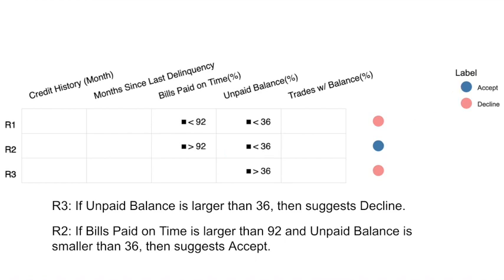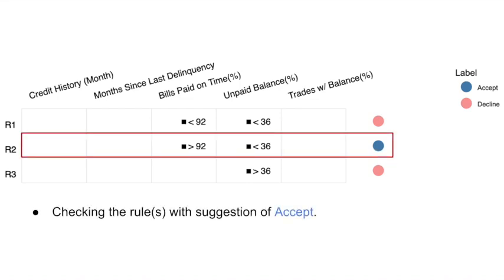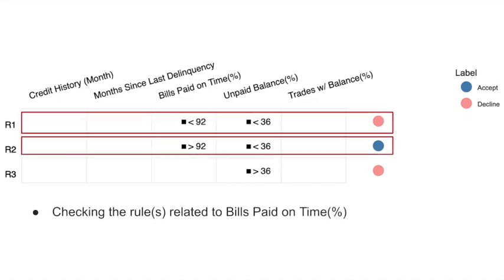For this set of rules, we can check those rules with suggestions that we are interested in. For example, we can find out the rows where the suggestion, accept, is given. Then we can look into the specific rule. Also, we can look at a specific column, and find out the rules related to this feature. For example, here we want to know what rules are using conditions related to bills paid on time. So we check the column of bills paid on time first, then we focus on the rules R1 and R2 because they have conditions, bills paid on time smaller than 92, as well as bills paid on time larger than 92.